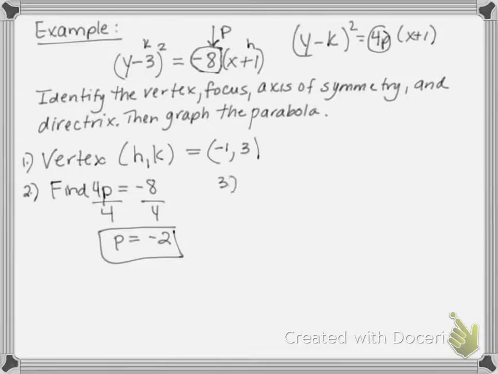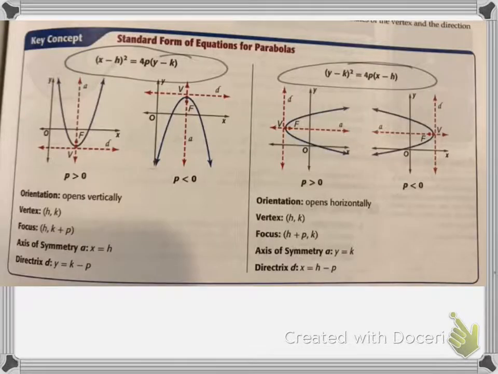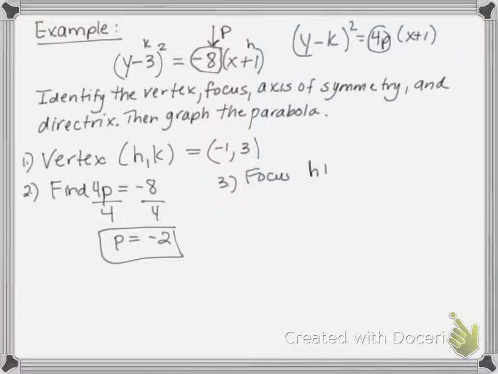The focus, if you're looking at your equation from the first page, then the focus is (h + p, k). So the focus is going to be, h is negative 1 plus p is negative 2, comma k, and k is 3. So the focus will have an ordered pair of (-3, 3). All right, that's my focus.